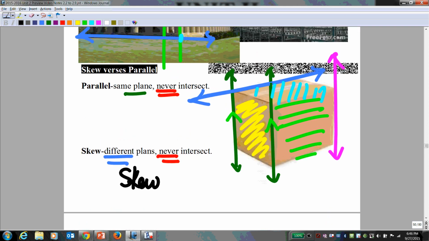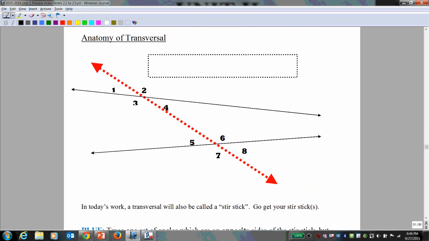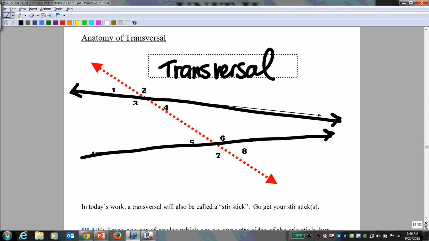Now, some interesting things happen when we do have parallel lines. We're going to get into that. But before I do, I need to introduce something called a transversal. Anytime you have two lines, just trace two lines. They don't have to be parallel. Just trace that one and trace this one. Anytime you have two lines cut by a third line, or intersected or cut across by a third line or segment, that's called a transversal.